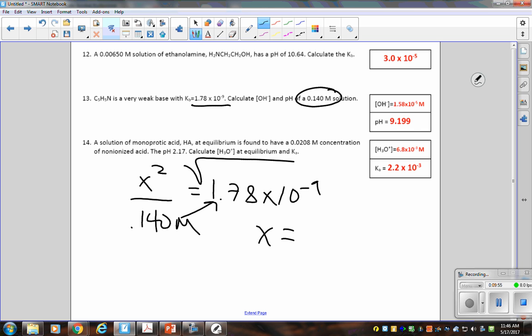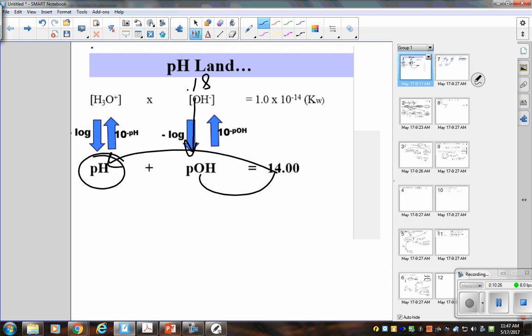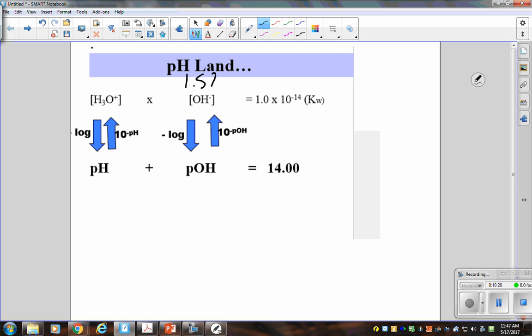So I'm going to go 0.140 times 1.78 E negative 9. Take the square root of that sucker. What'd you get? What's x? Okay, 1.58 times 10 to the negative 5th. Now, because that is a Kb, when I go to pH line, because that's the second step, I'm going to do this. I'm going to go over here, and I have 1.58 times 10 to the negative 5th. The reason I do that is to get the number.